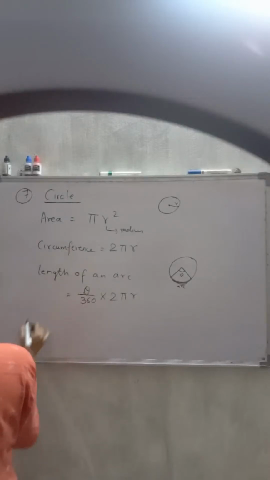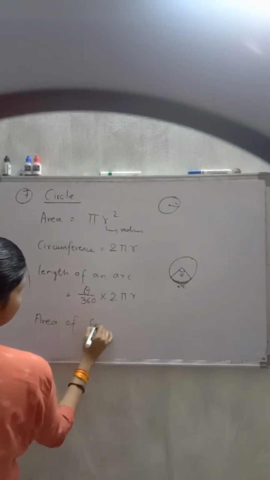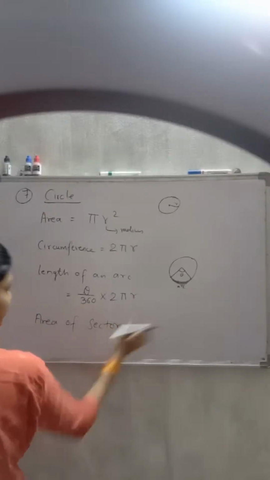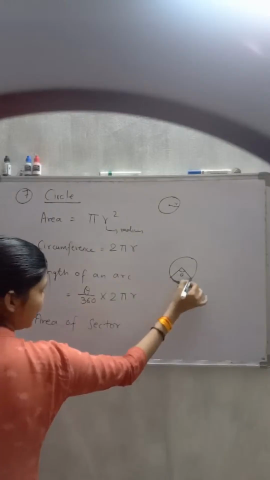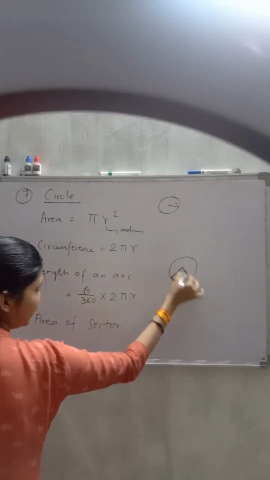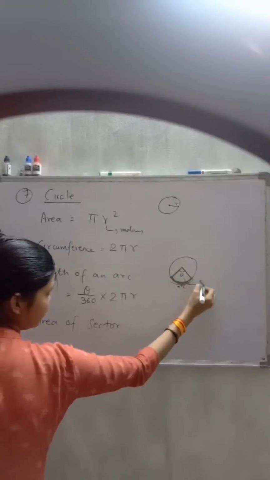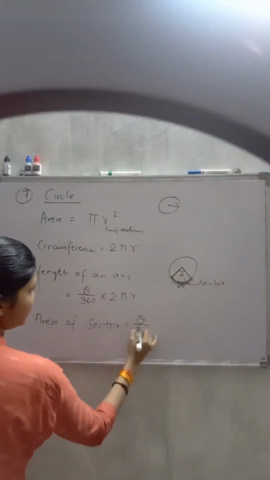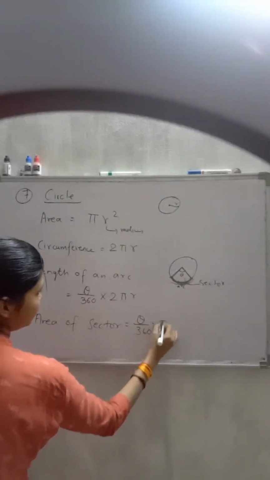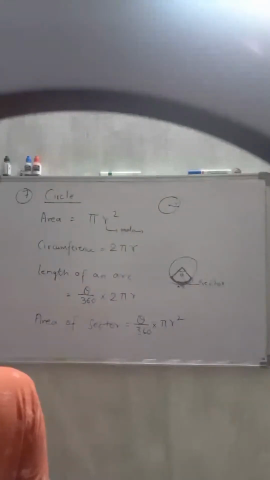Then area of sector. Sector क्या होता है? It is the part of circle formed by two radius and arc. So this is the sector. इसका एरिया होगा थीटा बाय 360 into pi r square. This is the area of sector.